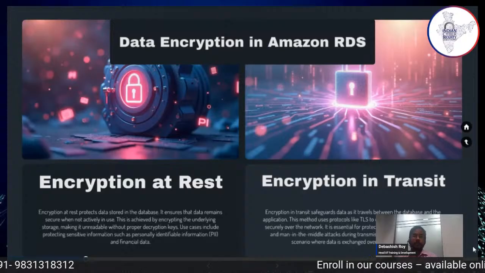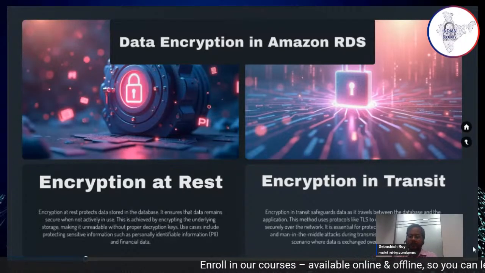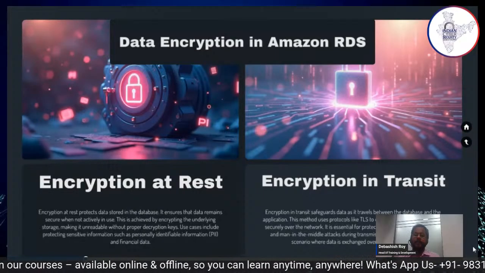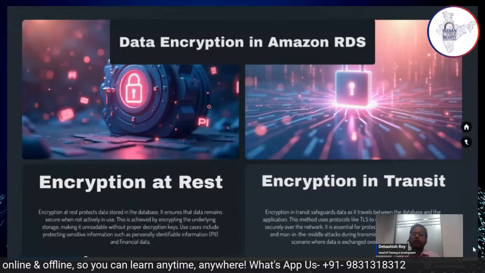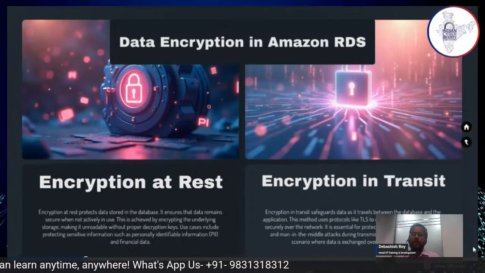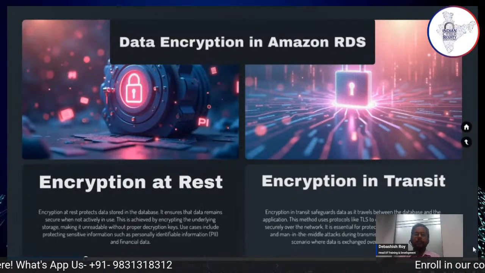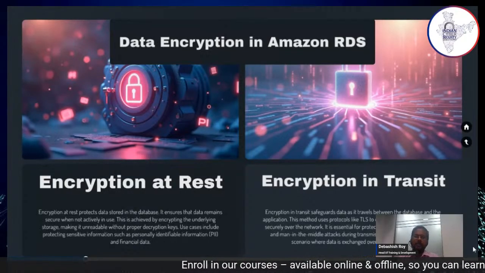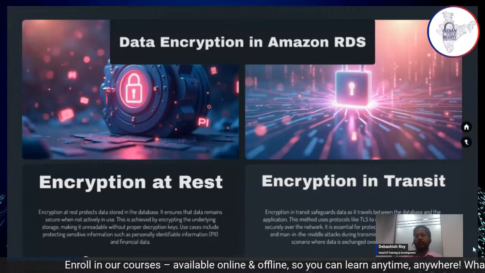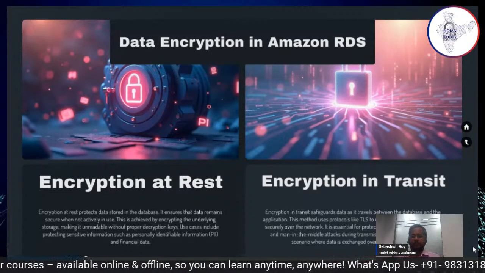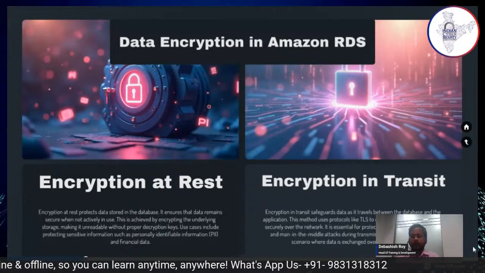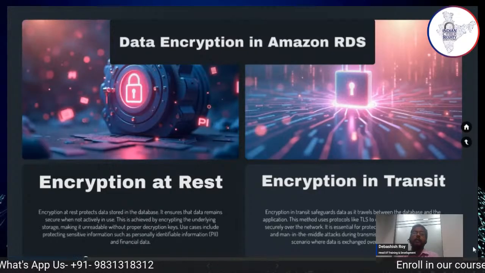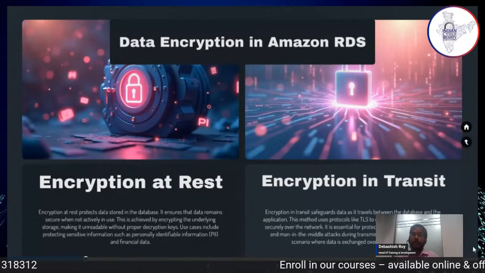Now, encryption in transit is another option. It safeguards data as it travels between the database and the application. When it is being passed to the application, there also you should have security methods, like protocols such as TLS, to ensure that data is transmitted securely over the network. It is essential for protecting data from eavesdropping and man-in-the-middle attacks. Somebody may be attacking you in between when you are transferring data from a source to a destination, trying to intercept the data. It shouldn't be the case. Use cases include any scenario where data is exchanged over a public network, like a public WAN. If somebody attacks your network, they can definitely steal your data, so you have to safeguard against that.